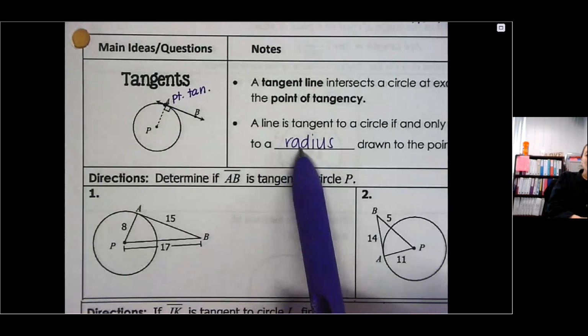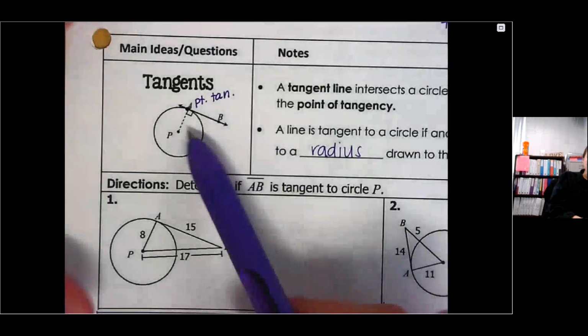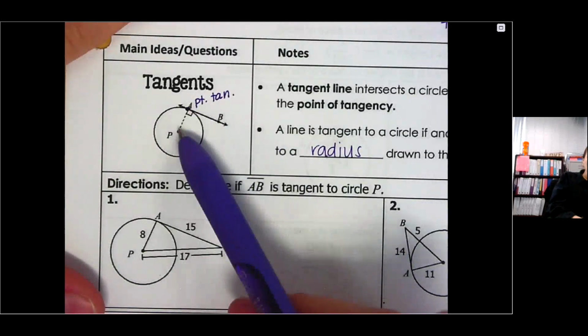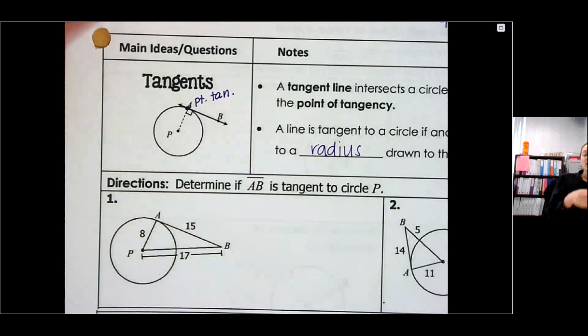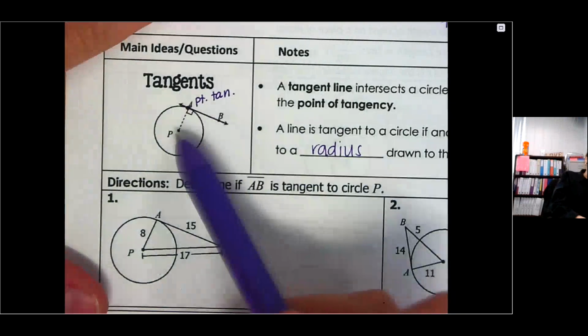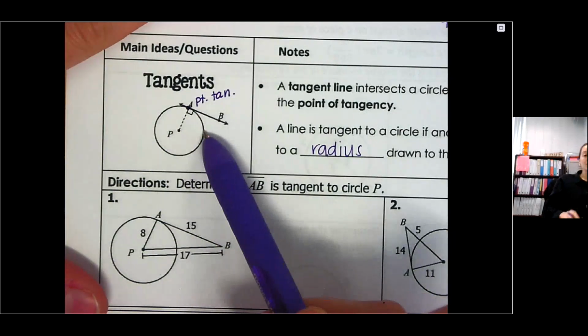It also has to create a radius, right? So a radius is from the center to the edge of the circle, and there are an infinite number of radii in this picture. You can draw a radius anywhere as long as it's from the center to the edge.